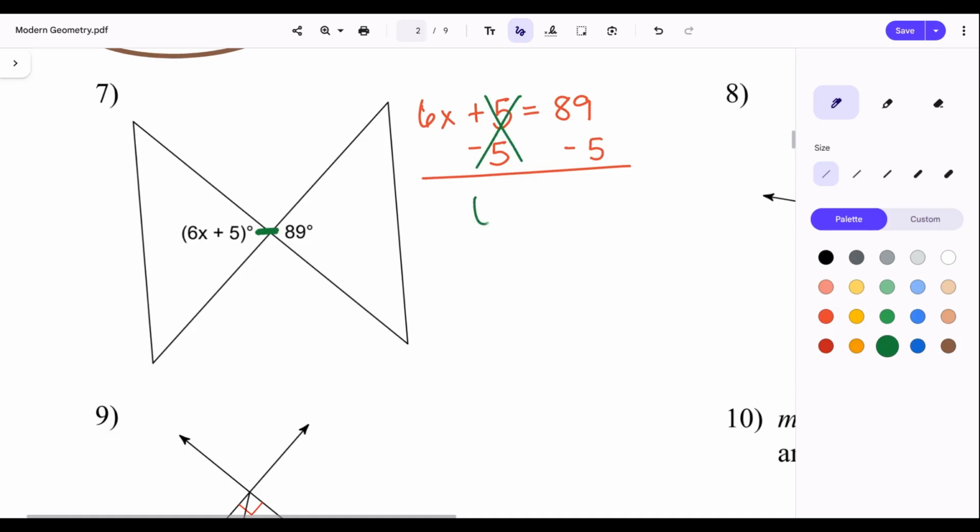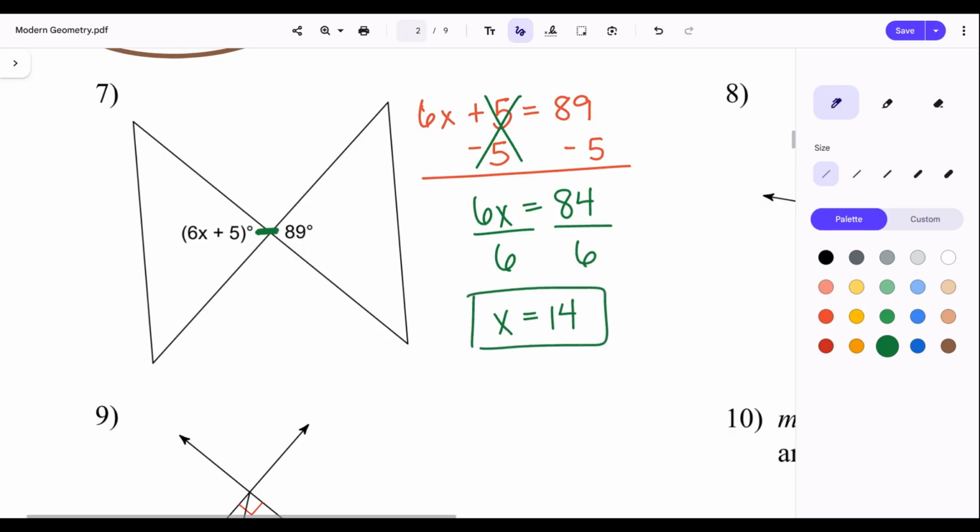Okay, I'm going to bring down my 6x. 89 minus 5 would be 84. And then we do what? We divide by 6, and what do we get for x? And it's okay to use a calculator here. Good, you get 14.